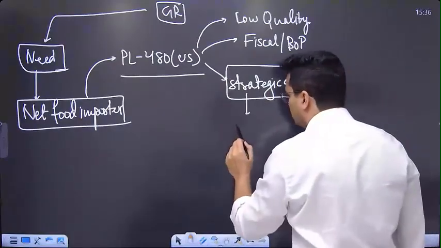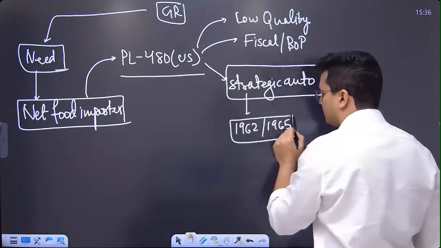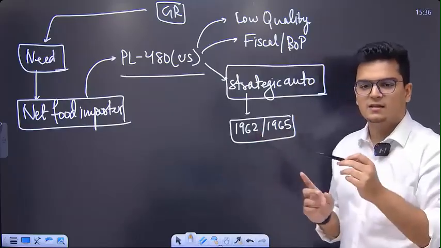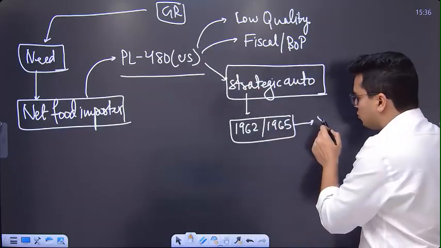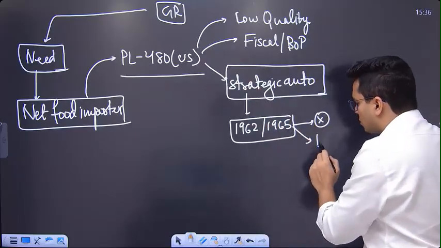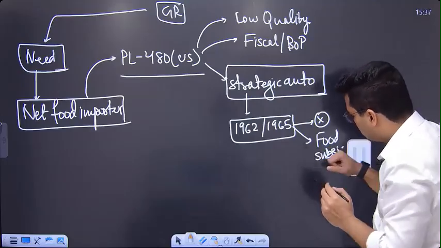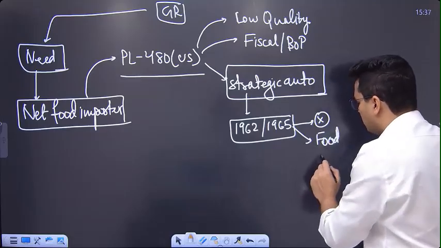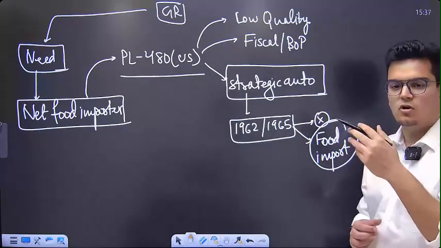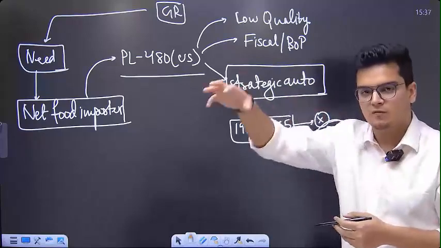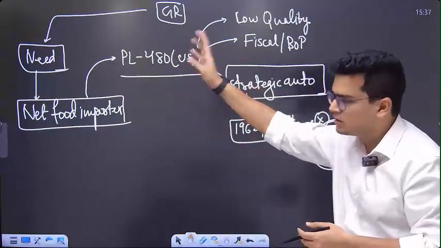Why? Because in 1962 and in 1965, we fought two wars. In 1965, when we were fighting the Pakistanis, the US was allied with Pakistan, and the US said that if you do not end the war, we will stop food subsidy to you. We will stop food import to you. So our decisions of foreign policy, our decisions of whatever we had to do to maintain our sovereignty were not independent, they were dependent on what the US was doing.